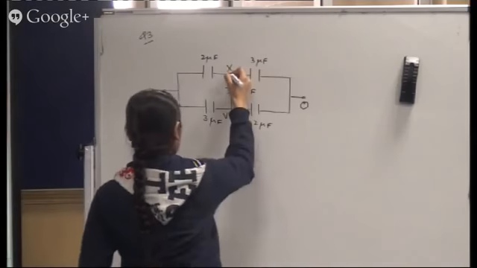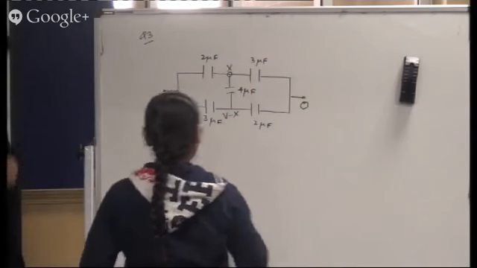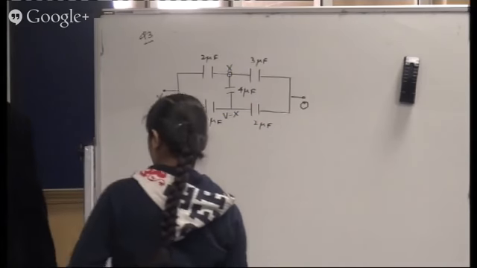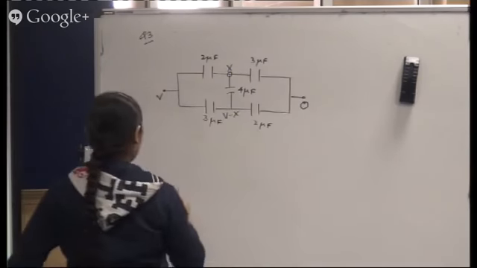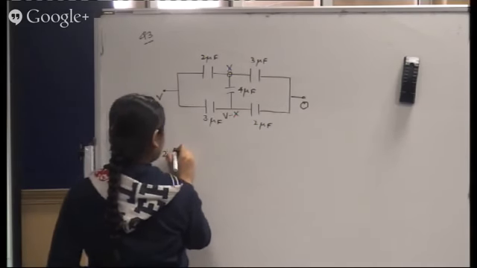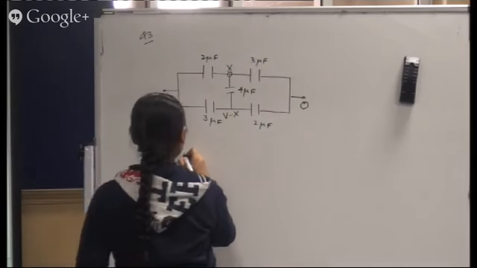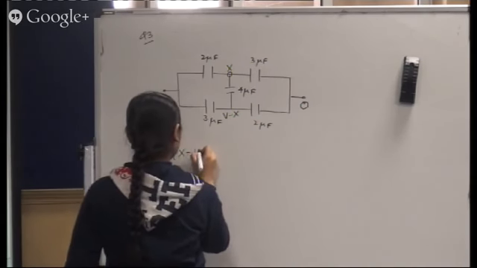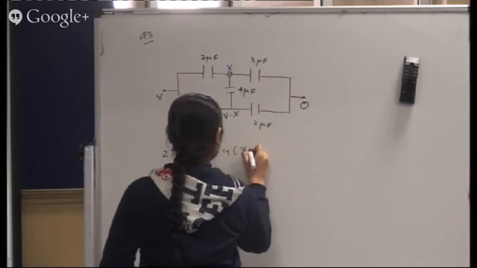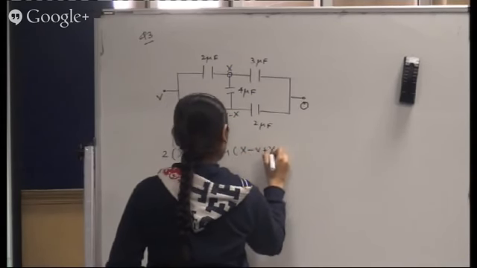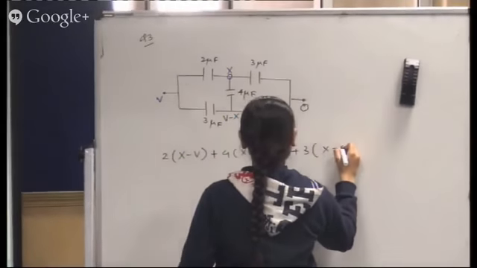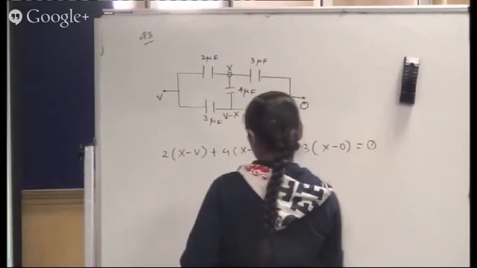Encircle it and write the node equation for this. Net charge has to be 0. What is Q equal to? C delta V. C 2 into what is the potential difference? X regarded as the highest potential. X minus V, very good, plus 4, okay, very good, plus, okay, equal to 0. Solve for X.